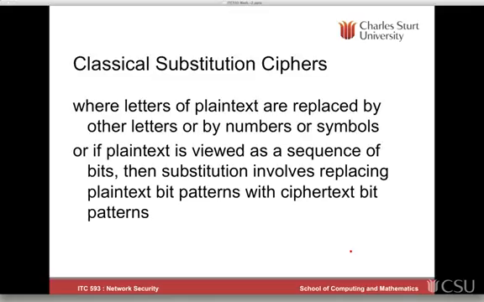Okay, classical substitution ciphers. In this section and the next, we examine a sampling of what might be called classical encryption techniques. A study of these techniques enables us to illustrate the basic approaches to symmetric encryption used today and the types of cryptanalytic attacks that must be anticipated.